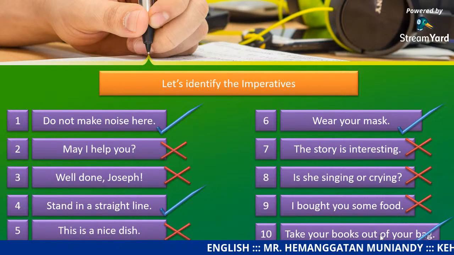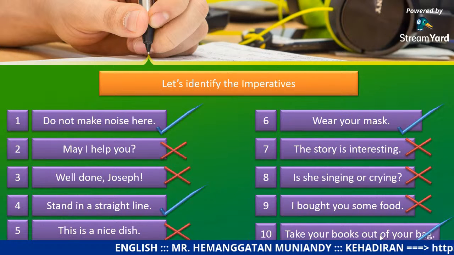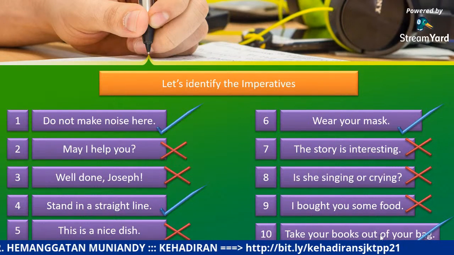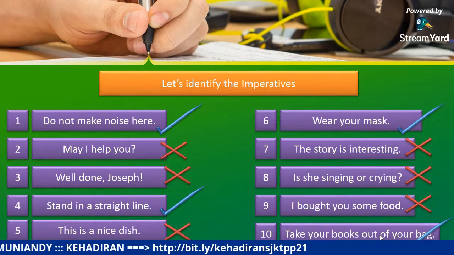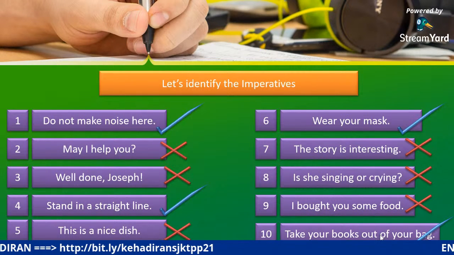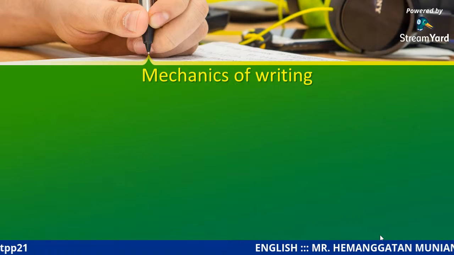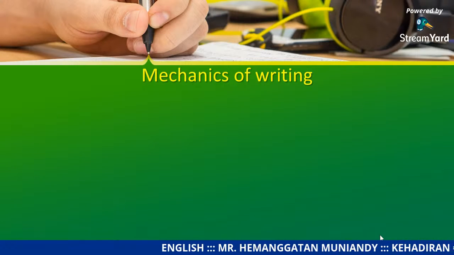Questions are very easy to identify. You just need to see a question mark and you can identify it as a question. So I don't want to put that as examples here. So we move on to the second most important thing of today, which is mechanics of writing.